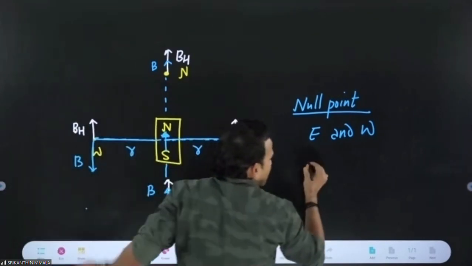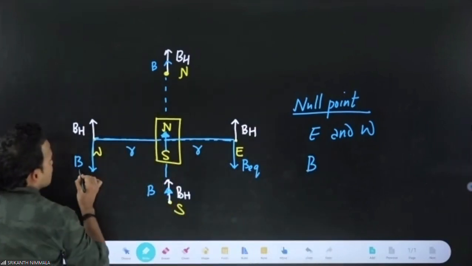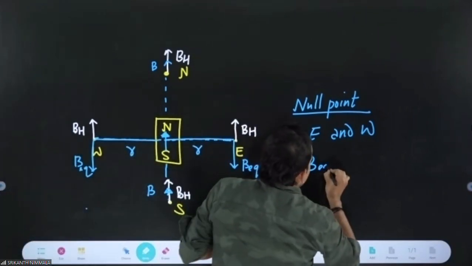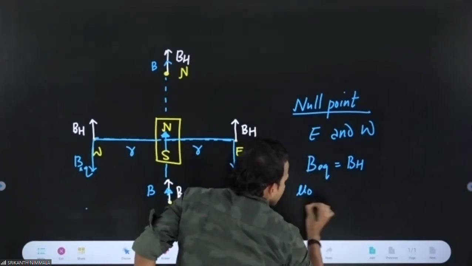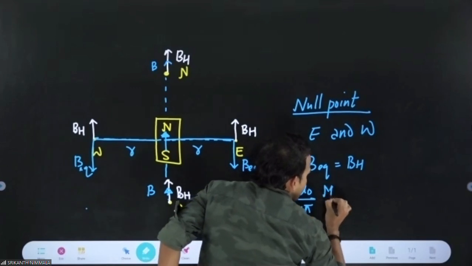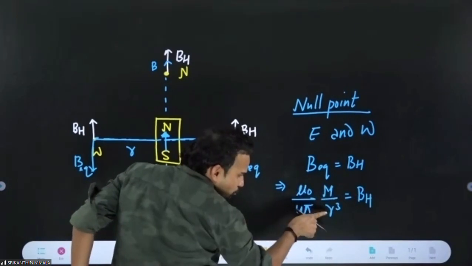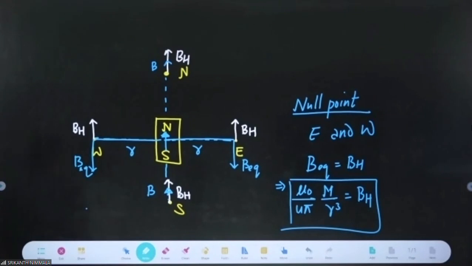Because I know for the null point, this B is due to equatorial. So I'll simply say, sir, if we are getting a null point, that means this B equatorial must cancel BH. And B equatorial you have studied: mu naught by 4 pi, M by r cube. This will be equal to BH. In the exam, they will give you all the values. You can find r from here. First write this. You cannot remember this, that's why understanding is important.